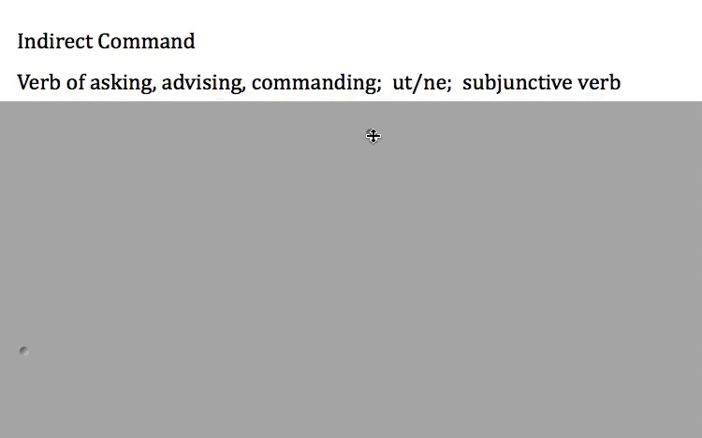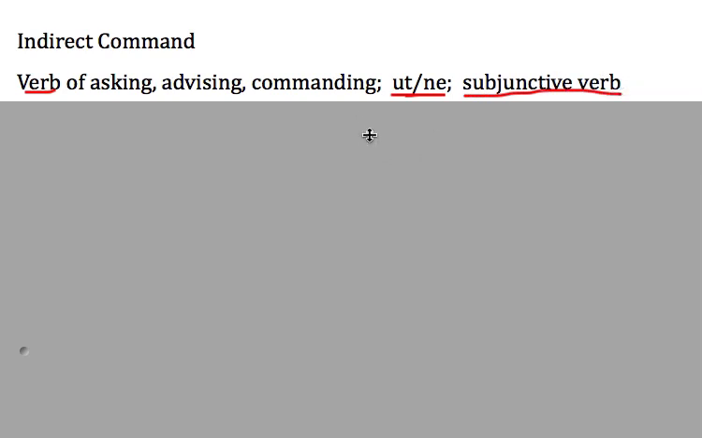Okay? How do we spot an indirect command? An indirect command is going to start with a verb of asking, advising, commanding, suggesting, something like that. Okay? We just saw words like demand, ask, order. Those are words of asking, advising, or commanding. Okay, so it'll have a main verb like that. Then it will have either an ut or a ne, just like we saw in the last sentence. An ut meaning that, or a ne meaning that not. And then the third ingredient, it will have a subjunctive verb.